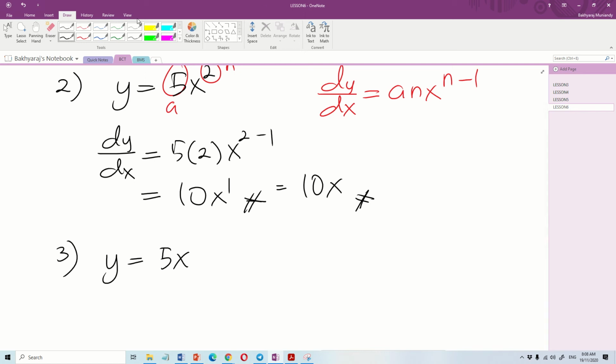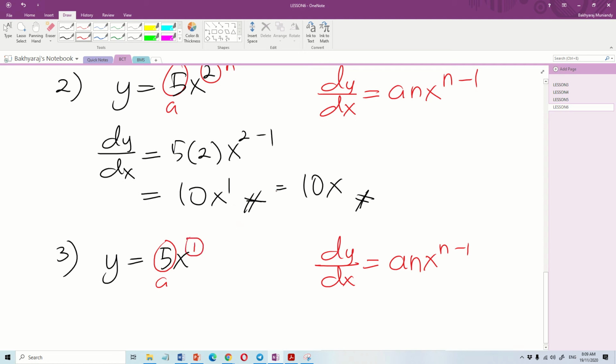Okay, so macam mana kita nak selesai ni? First, get the formula. What is the formula? dy/dx equals a n x^(n-1). So formula, get the formula. Okay, now go for the calculation. What is my a? A saya ialah 5 dah. Okay, what about my n? Yeah, correct. n is 1.